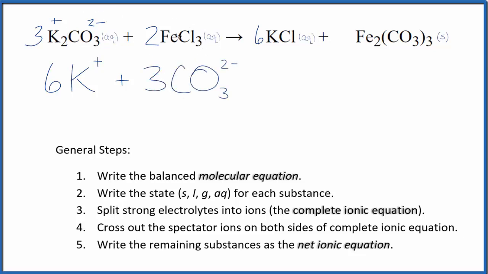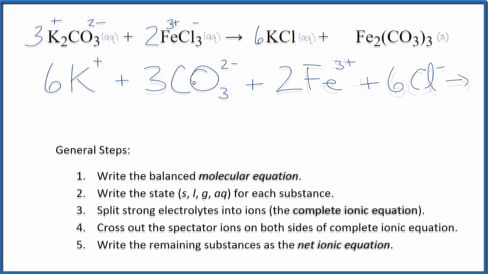For the iron, it's a transition metal, so we don't know the charge. But the chlorine, that forms the chloride ion, that's 1 minus. We have 3 of them. The iron has to be 3 plus. So we have 2 of these iron 3 ions. And then we have 2 times 3 here. 2 times 3, that gives us 6 chloride ions. So these are the reactants in our net ionic equation.